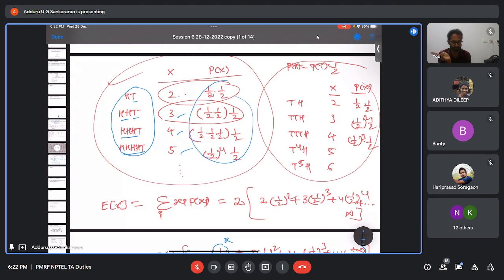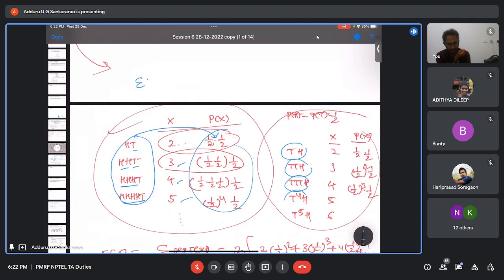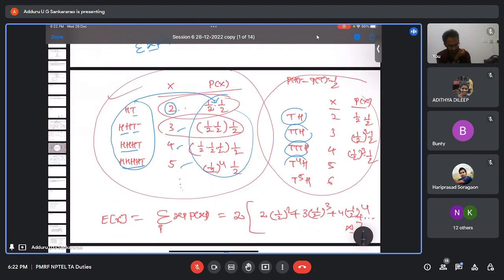For first head, 1 by 2 probability. Then tail, 1 by 2 probability, like that. Or else there is another case, tail followed by head also you may get. So these are the possibilities. Now what you need to find out is the expectation, the average. What does average mean? Generally you know, total by number, right? That is the average. In random variables, how do we give the expectation? Sigma x into probability of x. That means the number of tosses into the probability to get that many tosses.